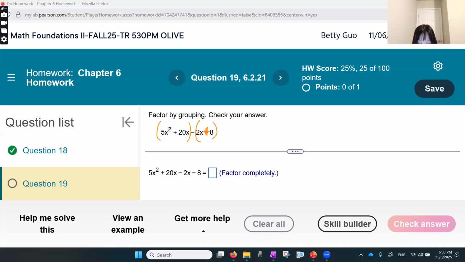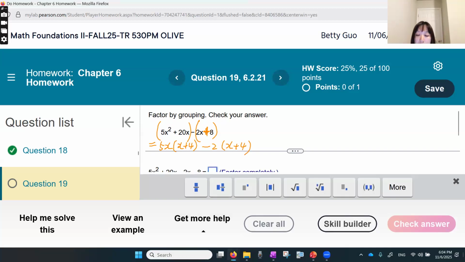Okay, we factor the negative sign out, so the last two terms in the parentheses are going to be positive. Factor 5x out: the GCF of 5 and 20 is 5, and of x squared and x is x. So inside the parentheses, x plus 4. And factor 2 out, negative 2, x plus 4. Do you see that, everyone? You see what happened to the negative sign?